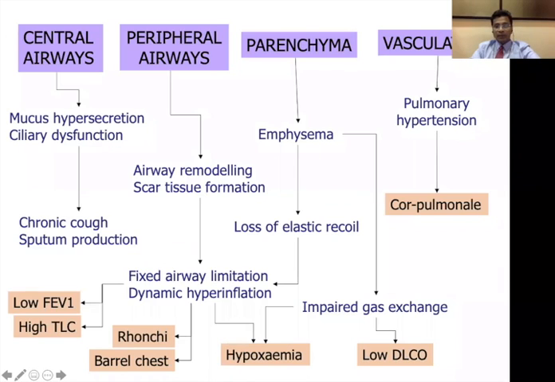Now there is hypoxemia, contributed to both by the narrowing of the airways as well as the impaired gas exchange, which you can measure using carbon monoxide diffusion capacity. So the lung function shows a low diffusion capacity. Hypoxia also causes pulmonary vasospasm, and it contributes to pulmonary hypertension. So there are several consequences because of the involvement of these four elements in the lungs: central airways, peripheral airways, parenchyma, and vasculature.